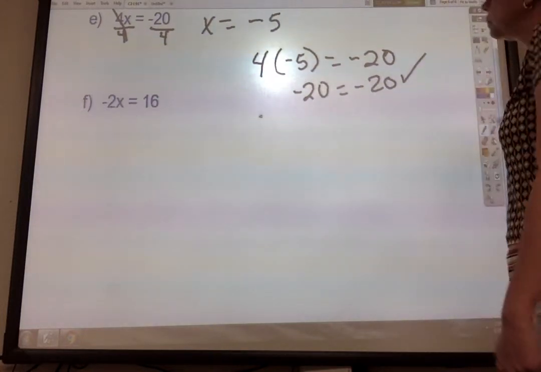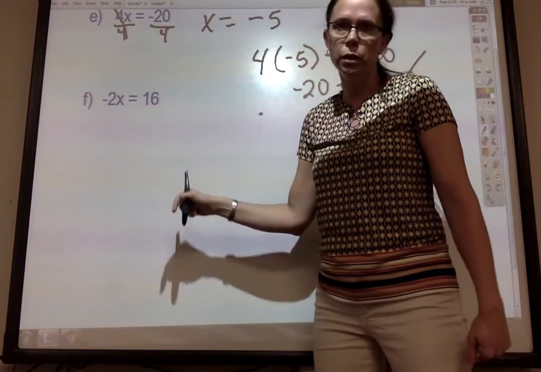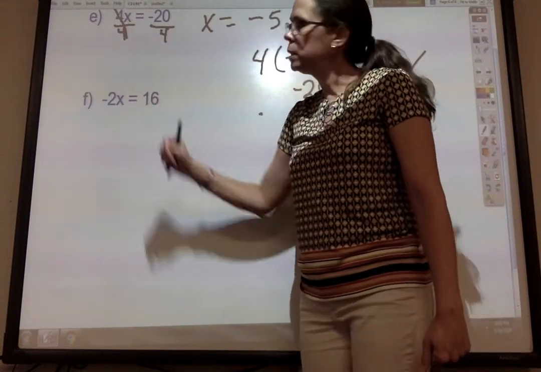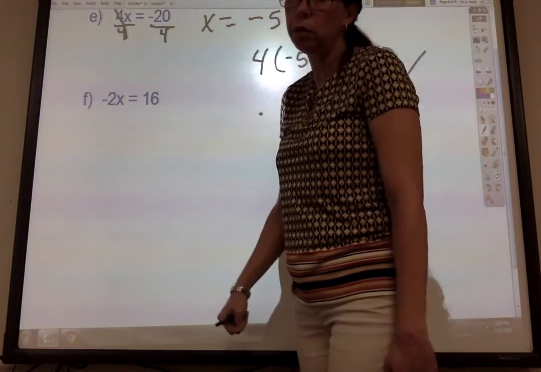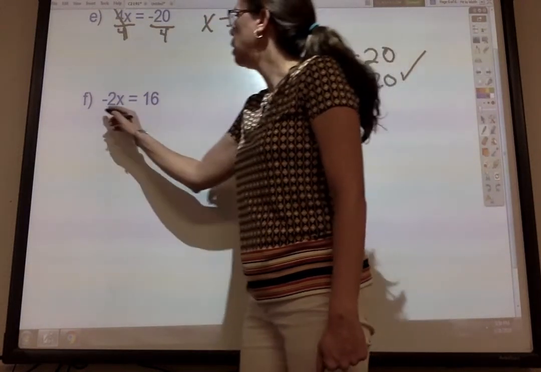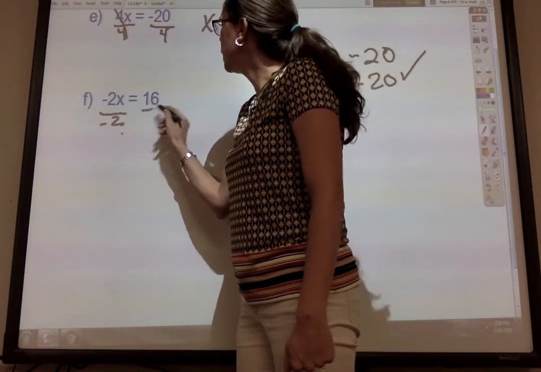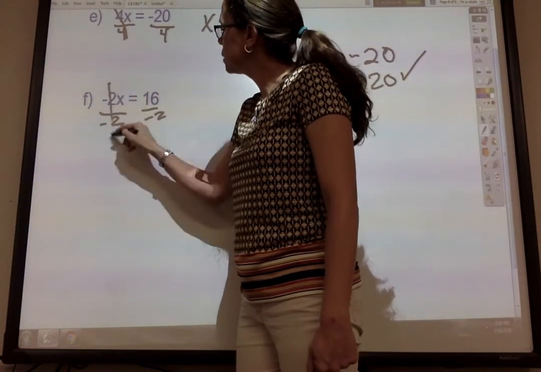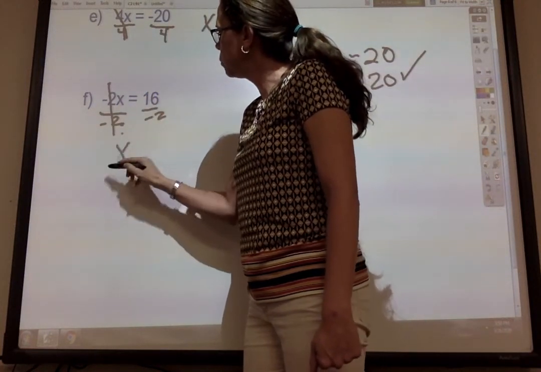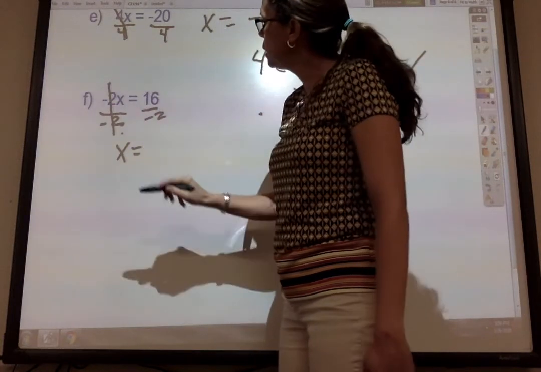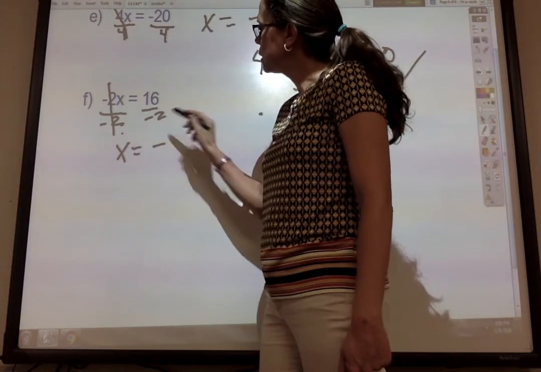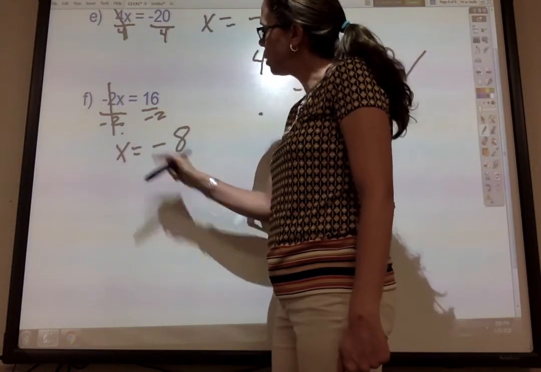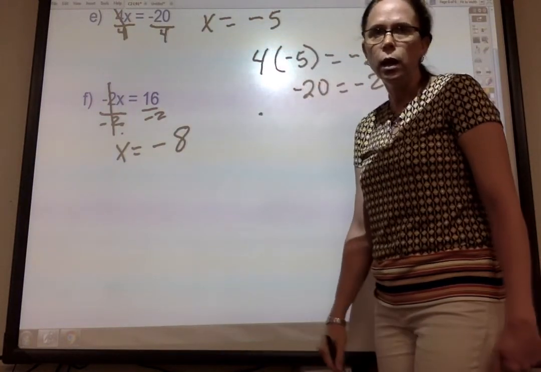Last one. Negative 2x is equal to 16. What's happening to x? It's being multiplied by negative 2. How do I undo multiply by negative 2? Divide by negative 2 on both sides. This cancels and becomes 1, which leaves me with 1x, which is what I want. 16 divided by negative 2, positive divided by a negative gives me a negative. 16 divided by 2 gives me 8. So I'm saying x is equal to negative 8.